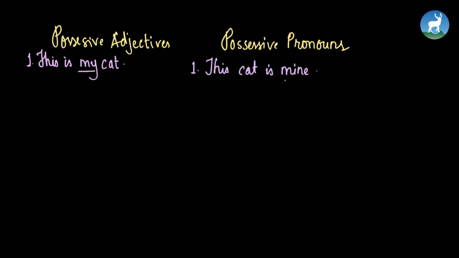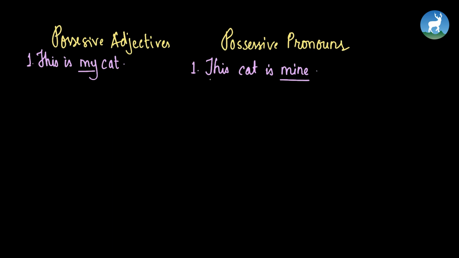Okay, let's get into more detail using some more examples. Let's go to possessive adjectives first. Then we separate a column for possessive pronouns. So number 1, let's write an example. This is my cat. Okay, my cat. Alright, so the word my tells us who the cat belongs to. Now let's move to possessive pronouns using the same sentence. This cat is mine. So instead of saying this cat is my cat, we use mine to show ownership.